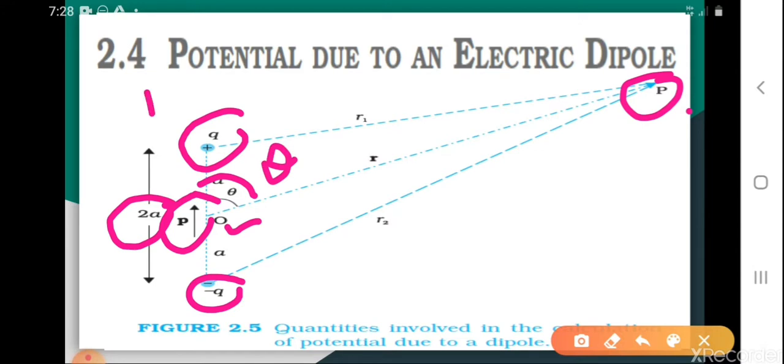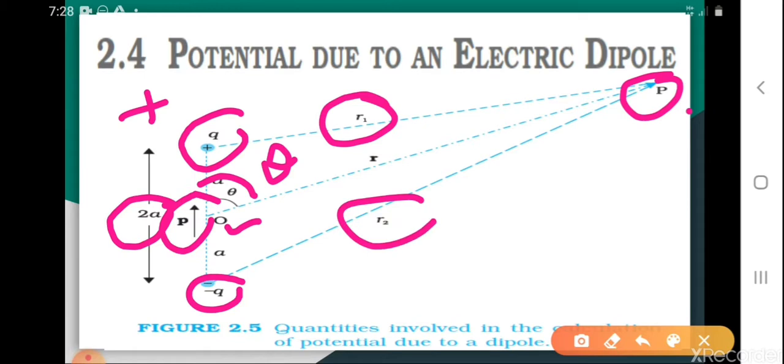Distance between plus q and P is r1. Distance between minus q and P is r2. Distance between the center of the dipole and P is small r. These are the important points.